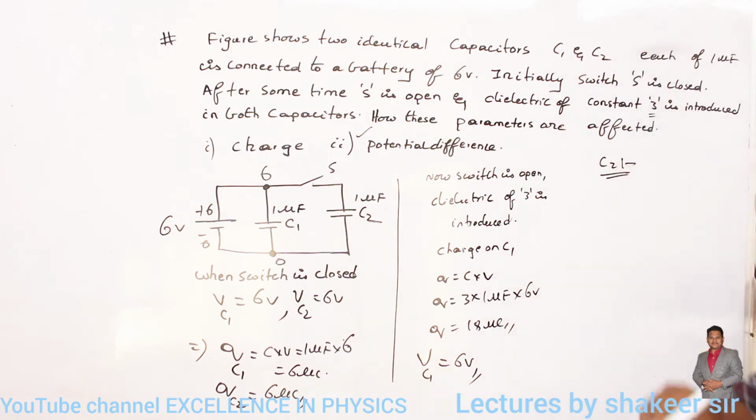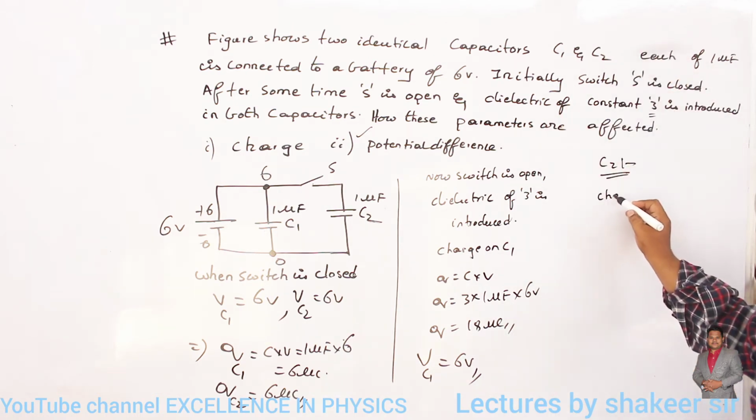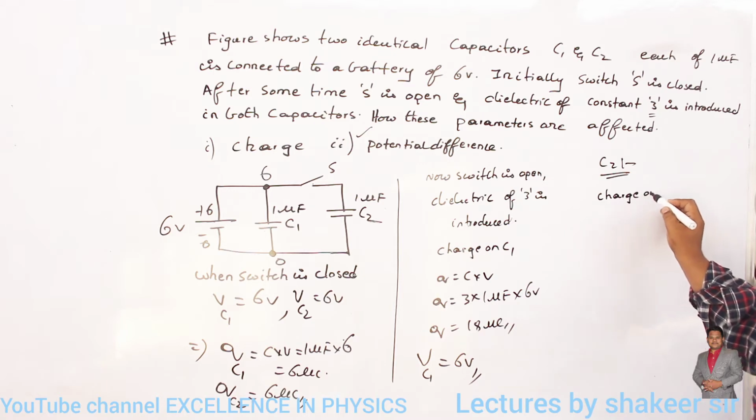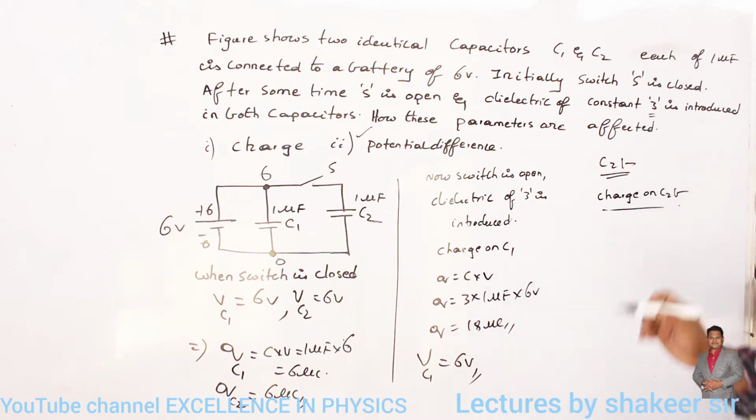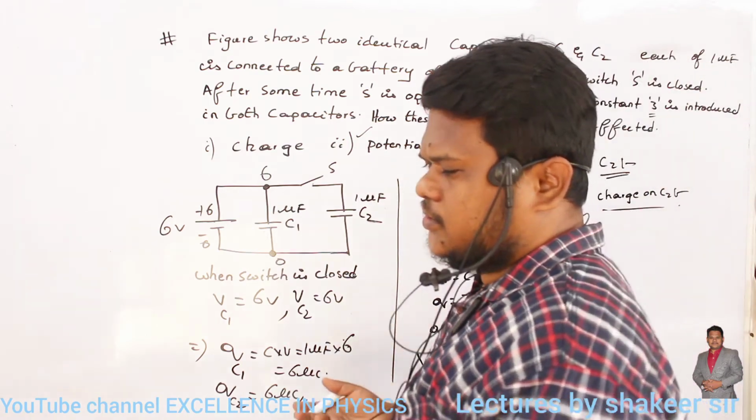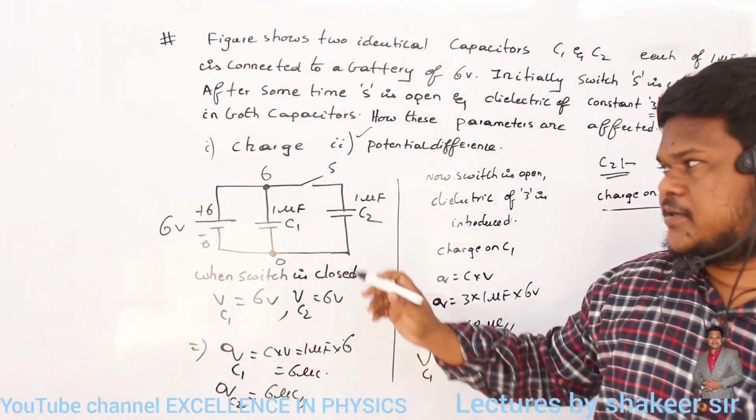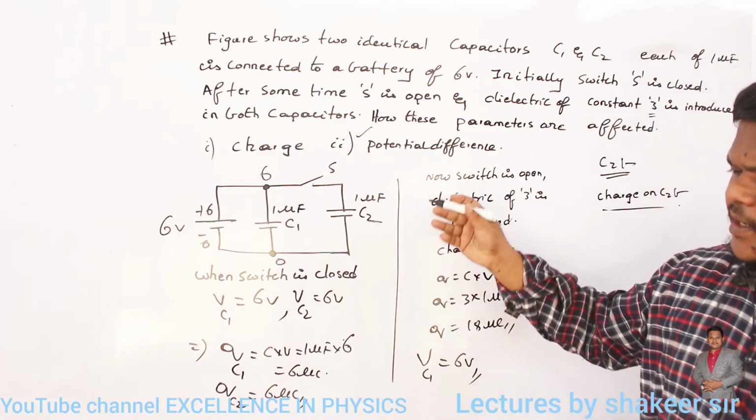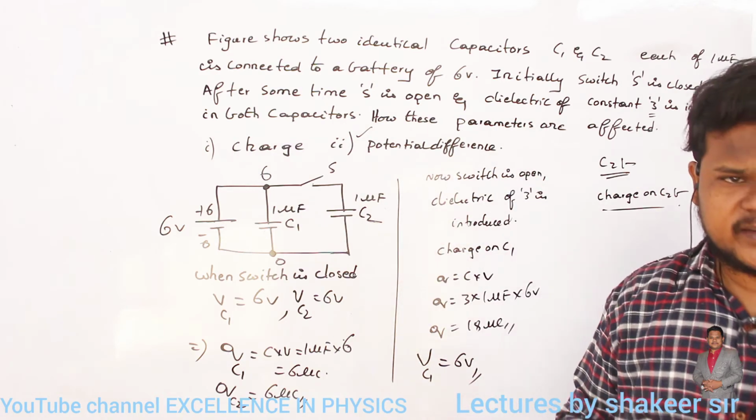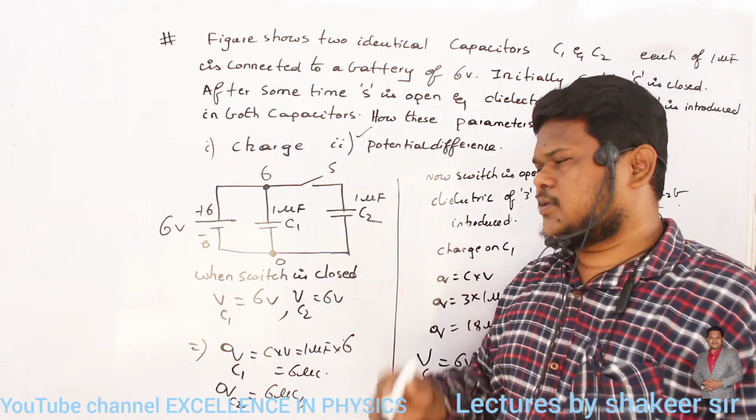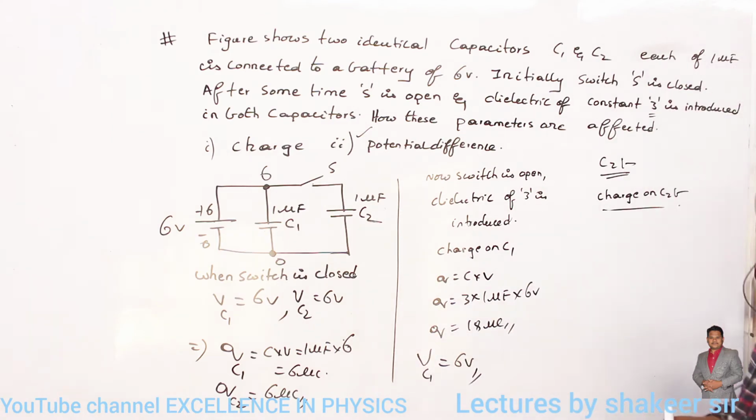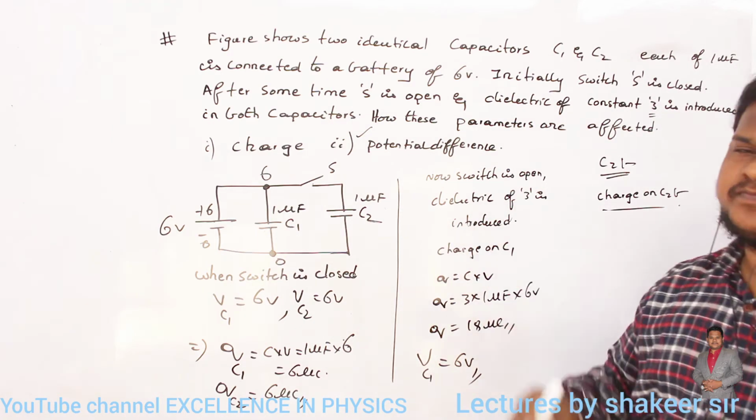Clear? Now what is the charge stored on C2? How much will it be? So now we are doing two things, no? First condition is we are opening this switch. Second condition is we are inserting the dielectric. After doing these two things, what is the final charge stored in capacitor C2? Anybody?